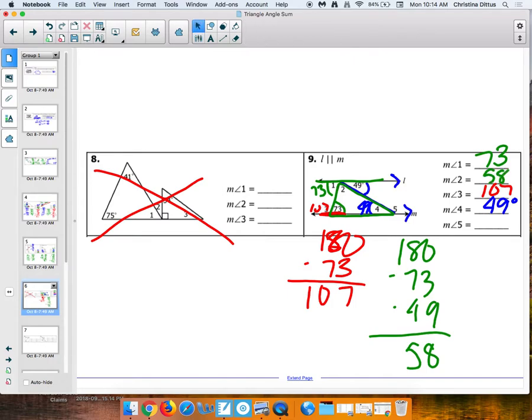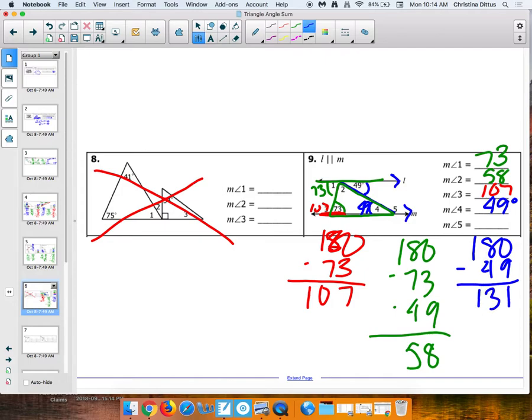And last one. How can I find angle 5? 180 minus 49 equals 131, because we've got a straight line here. You can combine 2 and 1 and it will be equal, but it's not just equal to 2. Does that make sense?